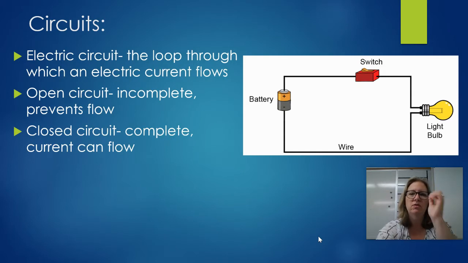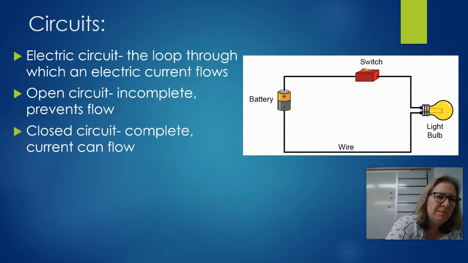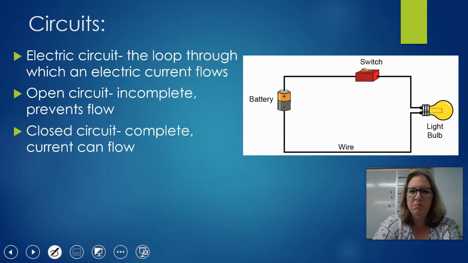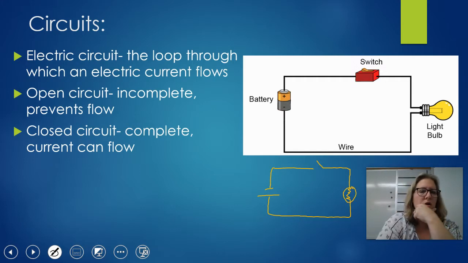Okay, so if you have a switch here, sometimes these circuits are actually going to be drawn with symbols. So you're going to see symbols like this, and then here's the wire, and then it goes like that. That's the light bulb, and then there's the switch. We'll talk about those a little bit more.